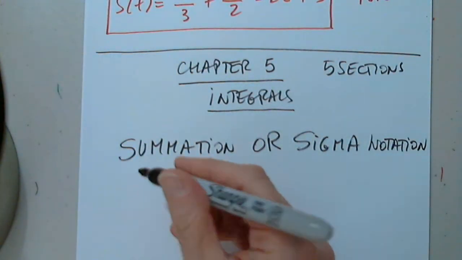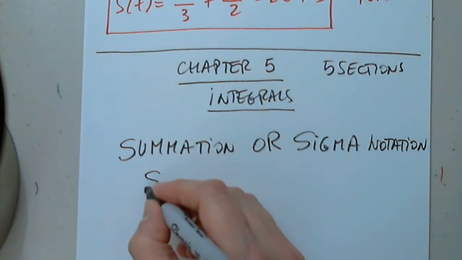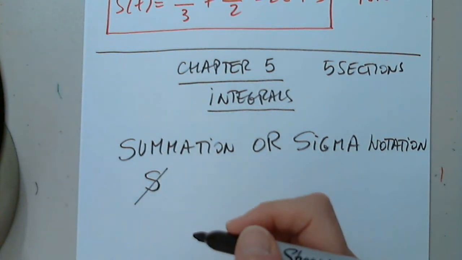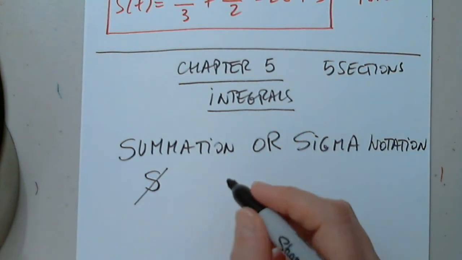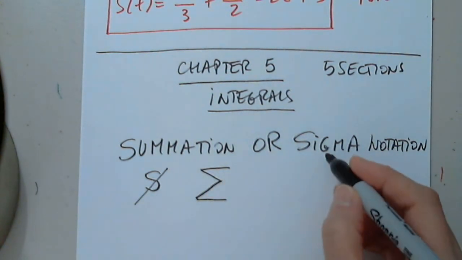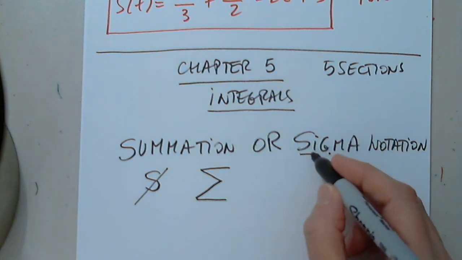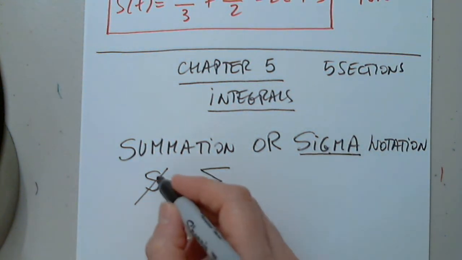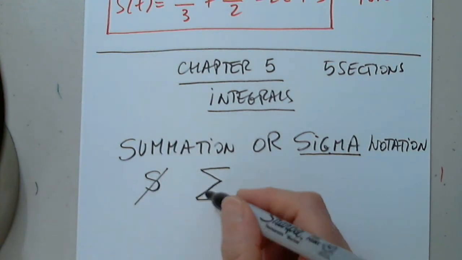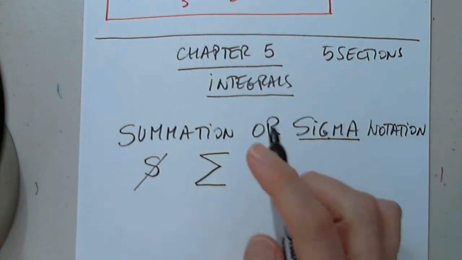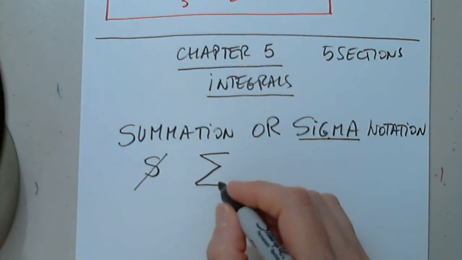So S signifies sum. We do not use this letter. We use a Greek letter that signifies the same thing, and this is called sigma. So why do we use this and not this? Because it's fancier? No. It's because it serves a certain purpose.